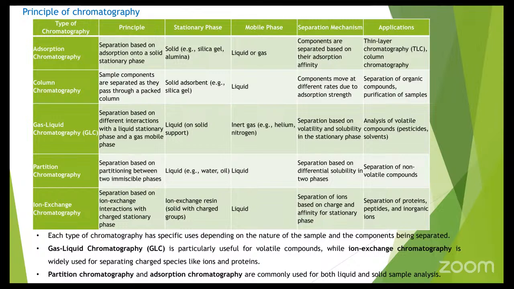In ion exchange chromatography, the separation is based on the ion exchange interaction with the charged stationary phase. So each type of chromatography has specific use depending on the nature of the sample and the components being separated. Gas liquid chromatography is particularly used for volatile compounds, while ion exchange chromatography is widely used for separating charged species like ions and proteins. Partition chromatography and adsorption chromatography are commonly used for both liquid and solid sample analysis.